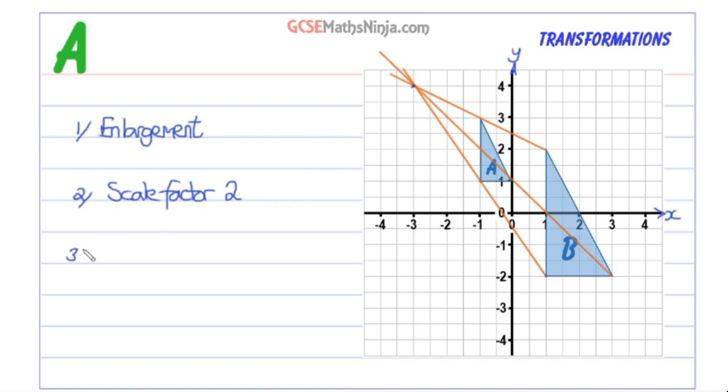So we have got a center of enlargement with coordinates -3 and 4. That's how to describe an enlargement transformation.